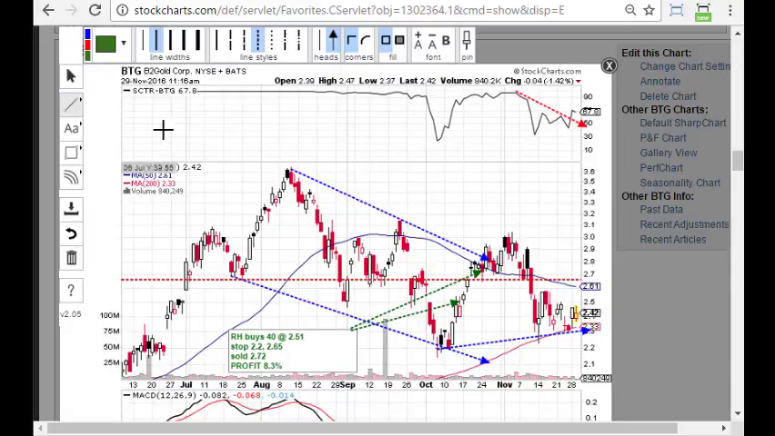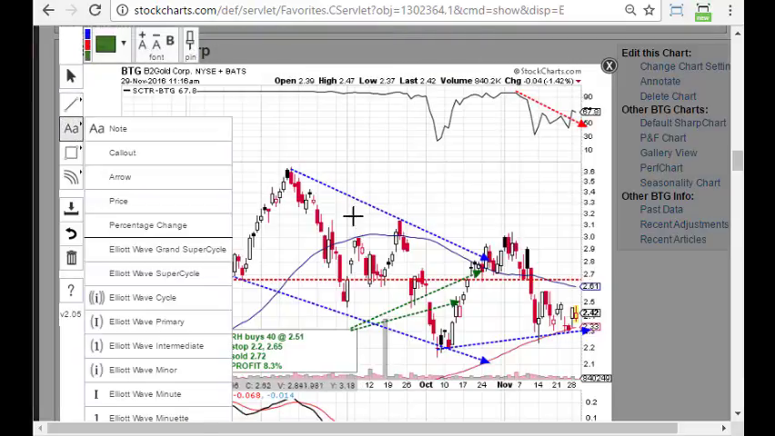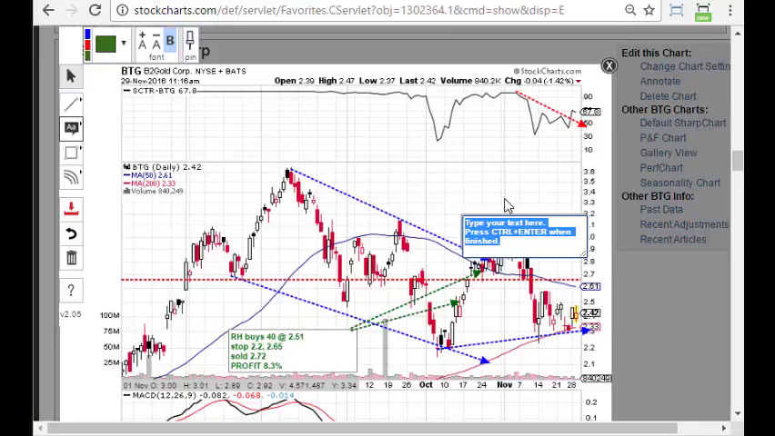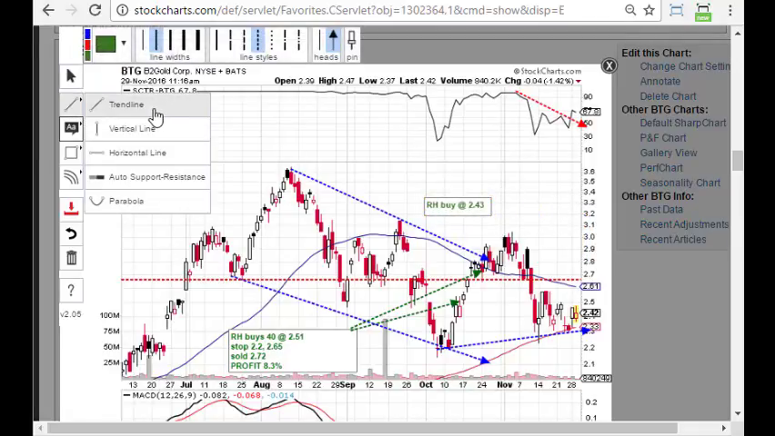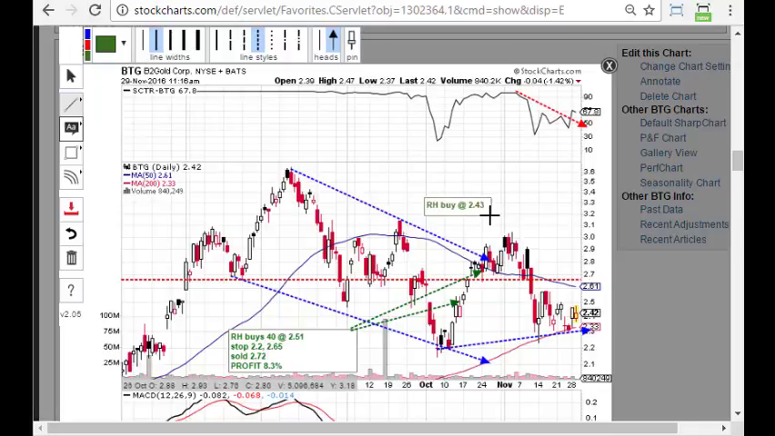Okay, I just put in my trade. Now I'm going to annotate it here on StockCharts so I have a record of my trade. Robinhood is the software I was using. I bought at 243, and put in my arrow. As for the next step, I didn't put in my stop loss yet.